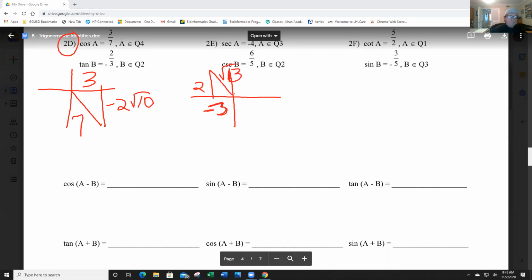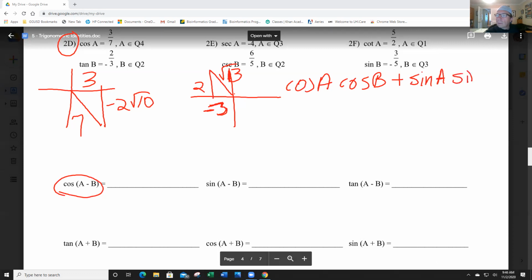Okay. All right. Cosine A minus B. So I got to get that difference formula. That's going to be, I'm going to try to squeeze it in right here. Cosine A, cosine B, plus sine A, sine B. All right. There's your difference formula for cosines.